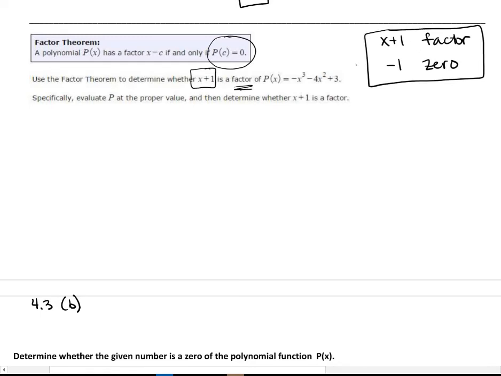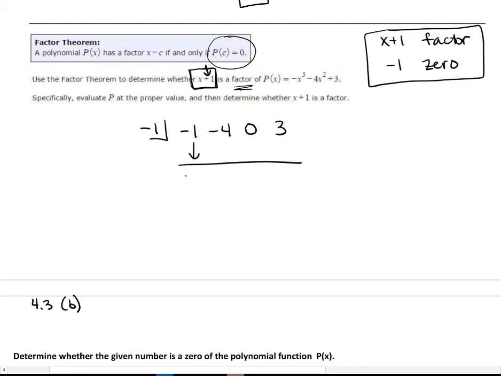Okay, so we're going to use negative 1 in our box. Remember, we use the opposite sign of what's given to us in that divisor. So x plus 1, if we want to see if it's a factor, we use its 0, negative 1. Go for your coefficients: negative 1, negative 4, I don't have an x term, and 3.